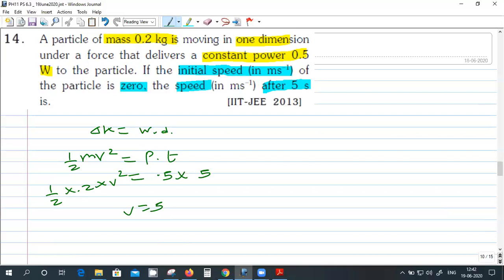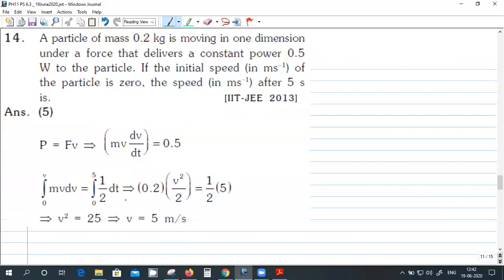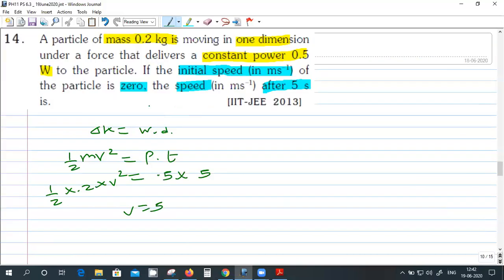Okay, sir. Answer is 5, how? See, there is v square will be 2.5. 0.2 by 2 is 0.1, right? Okay, sir, got it. V is 5. So there is some work done, that is power into time. That power is 0.5. There is only one form of energy, which is kinetic energy. So the increase in kinetic energy should be the work done, right?